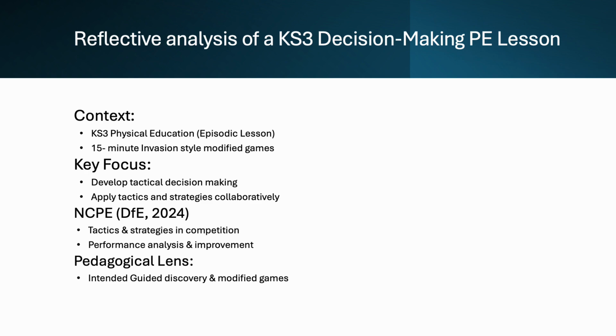This presentation reflects on a 15-minute episodic Key Stage 3 PE lesson focused on developing decision making through modified games. This session was aligned with the English National Curriculum for Physical Education, particularly the expectation that pupils use a range of tactics and strategies to overcome opponents in a competitive context and to analyse performance so they can improve over time. Although the session took place in a game setting, the broader aim was to develop decision making as a transferable skill relevant beyond PE.